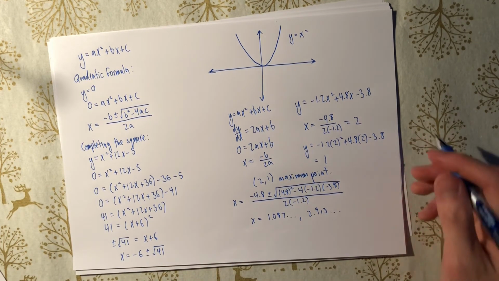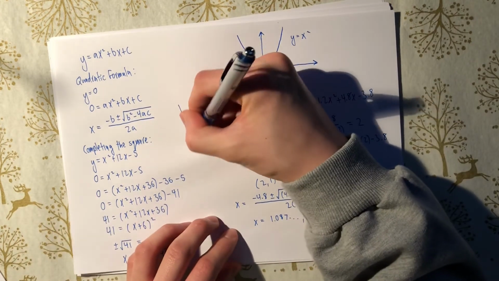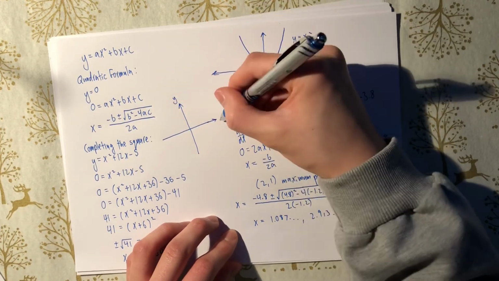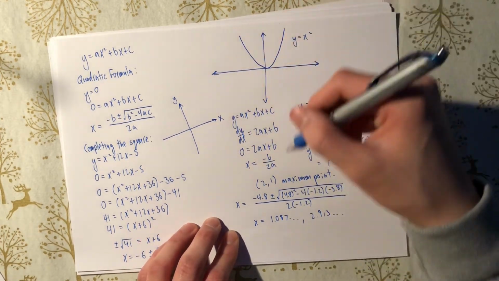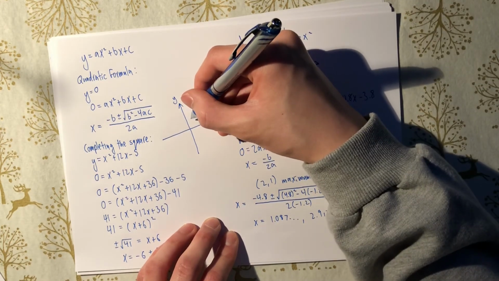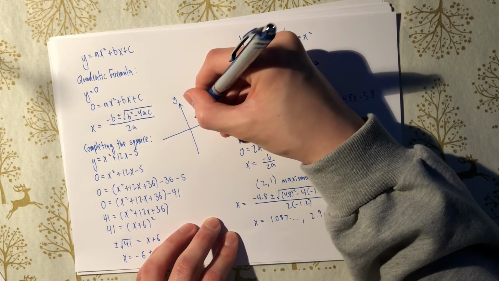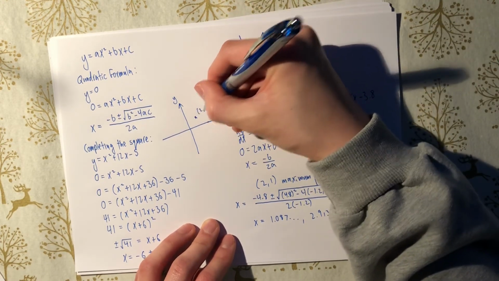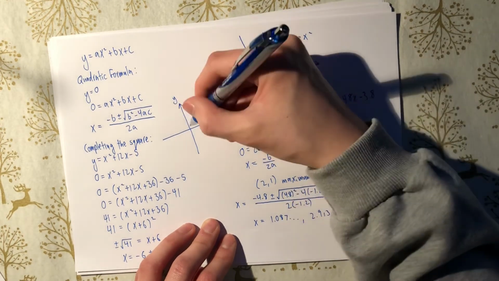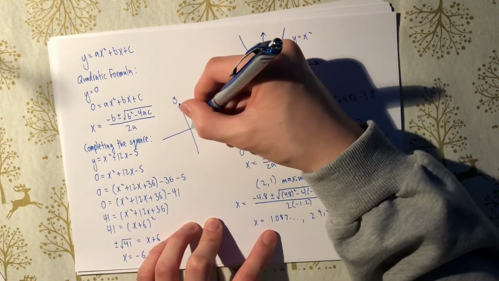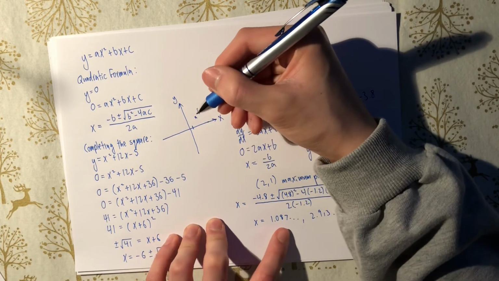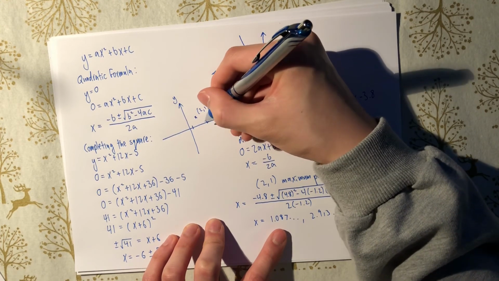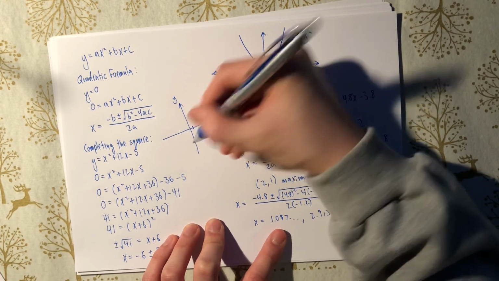So finally, if we want to graph this, we don't have a lot of space here, but let's just draw it here. This is our y-axis, this is our x-axis. We know that the maximum point will be around (2, 1), which you can say is roughly around here. Remember, we're just sketching this, so it doesn't have to be an exact graph. So (2, 1). We know that it crosses the x-axis at the points 1.087 and 2.913. And we know it crosses the y-axis at minus 3.8.